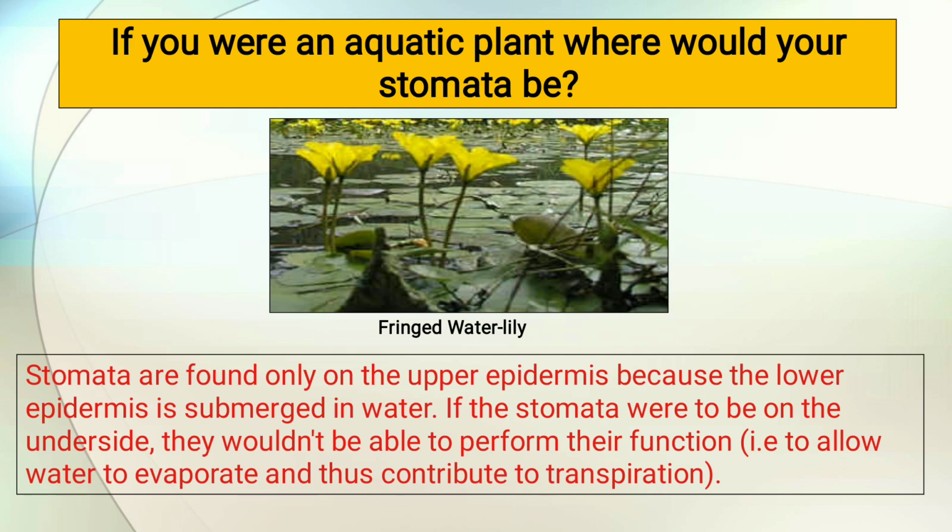If you were an aquatic plant, where would your stomata be? In a lily plant, the stomata are present on the upper part of the leaf. Stomata are found only on the upper epidermis because the lower epidermis is submerged in water. If the stomata were on the underside, they would not be able to perform their function, that is, to allow water to evaporate and thus contribute to transpiration.